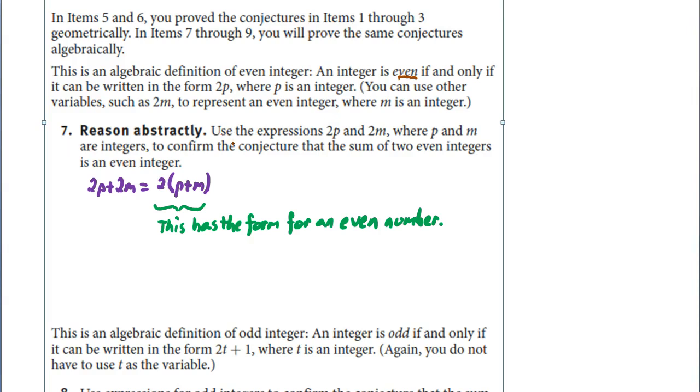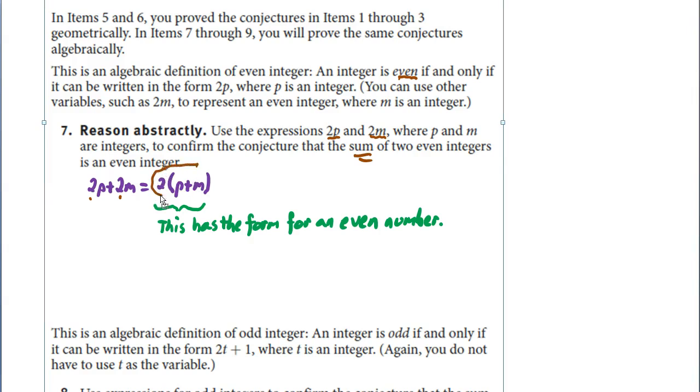So number 7, use the expressions 2p and 2m, where p and m are integers, to confirm the conjecture that the sum of two even integers is an even integer. So let's take our first expression, 2p, and add the other one, 2m. Again, we're working with the sum, right? So here in algebra symbols, we're showing a sum of two even numbers. This number is an even number, and this one's an even number. Let's factor out the common factor of 2, sort of like using the distributive property in reverse, and we can write it as 2 times p plus m.